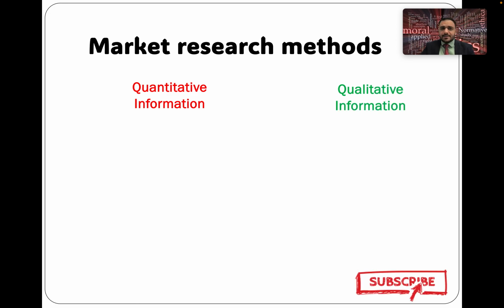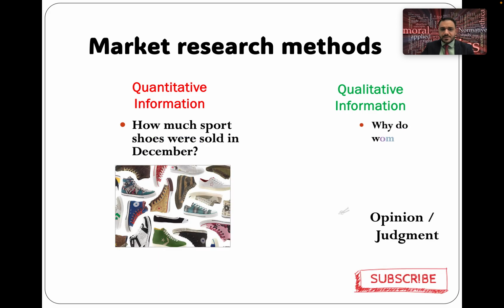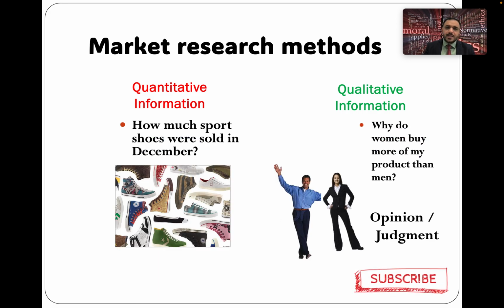Next part is market research methods. Basically, in market research there are two methods, and after that their types as well. First is quantitative information, or the quantitative method. For example, how much sports shoes were sold in December, meaning the number, the quantity.